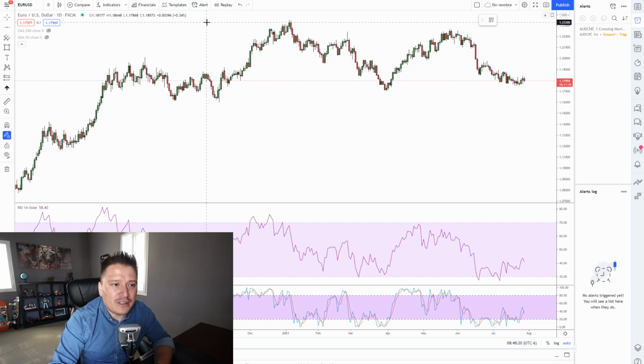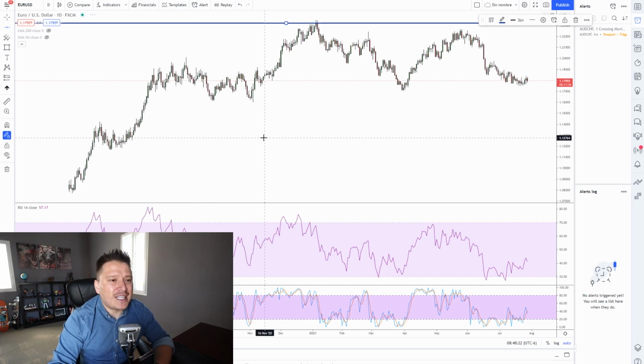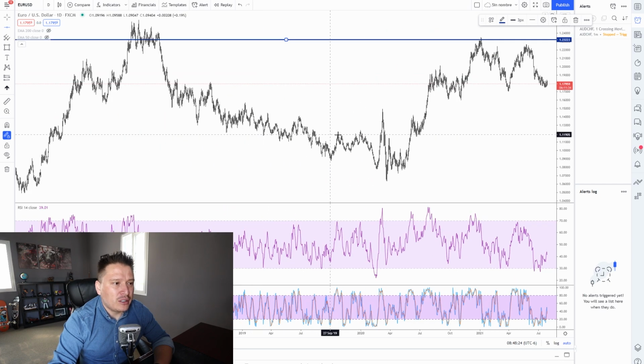This is definitely a good resistance level. It's the highest point of the chart. You see that?